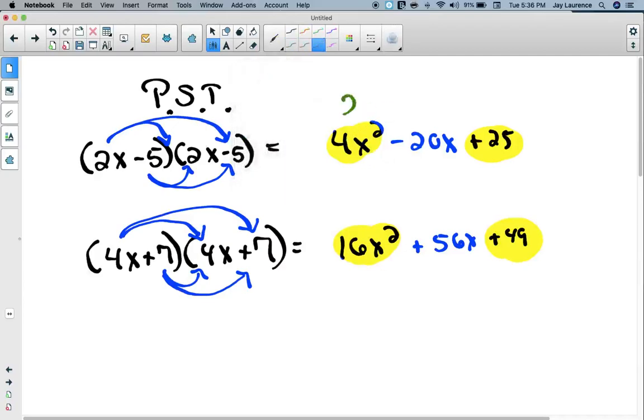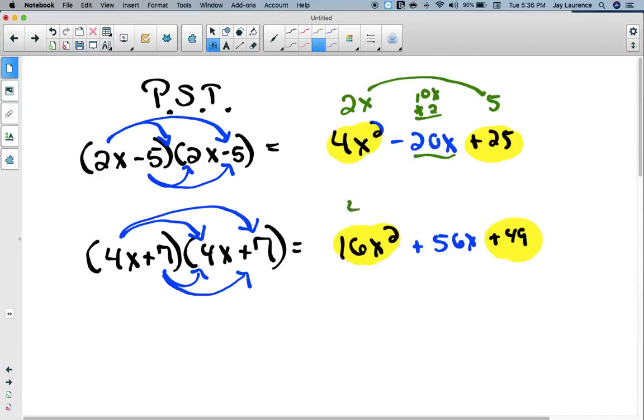Square root of 4x squared would be 2x. Square root of 25 is 5. If I multiply these two together, I get 10x, and if I double it, I get 20x. That's not a coincidence. It makes this factoring really easy.